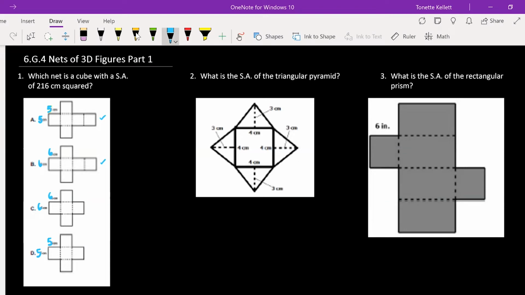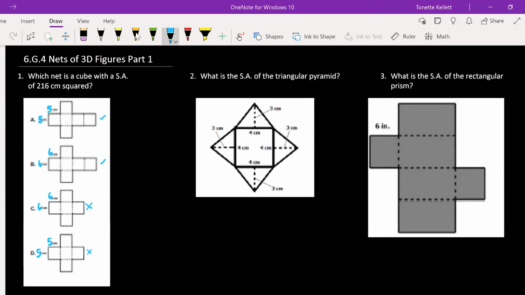It's not going to fold into a cube, and this other one has 5. It's going to be missing a side, not 4 or 5. So whenever you fold it, it's going to have an empty side. So it can't be C or D. It's got to be A or B. So the next question is, what is the surface area?